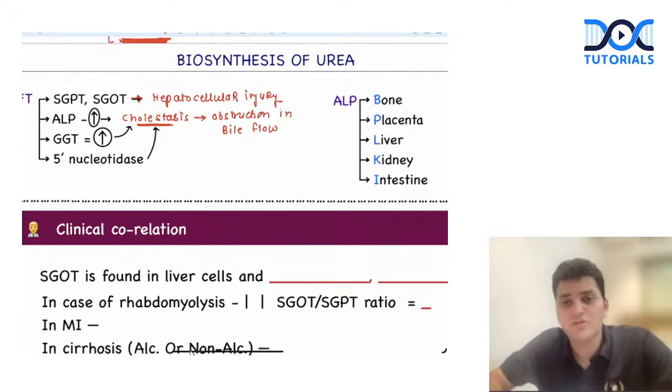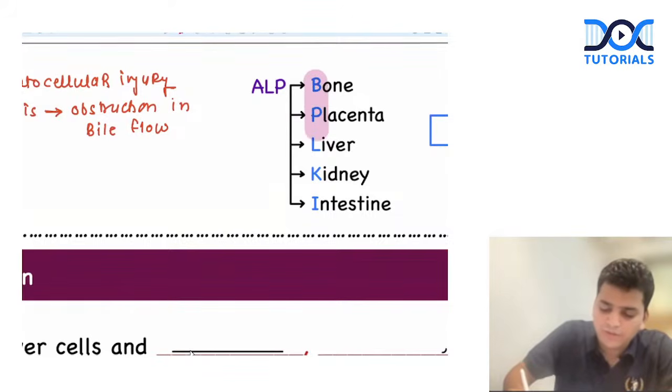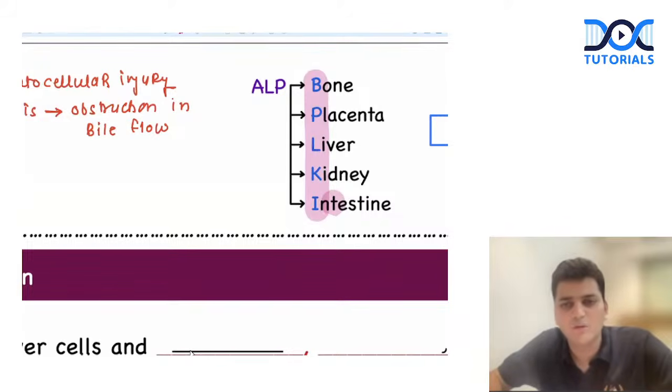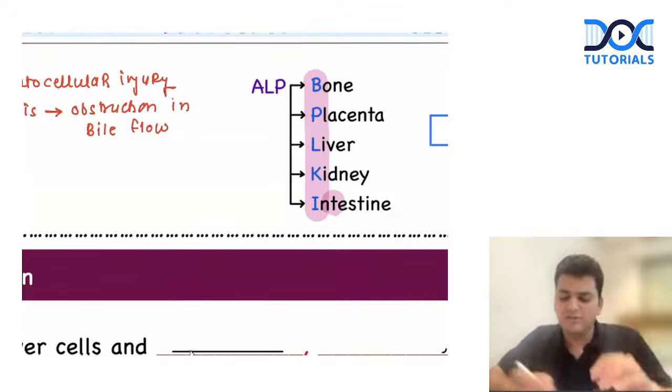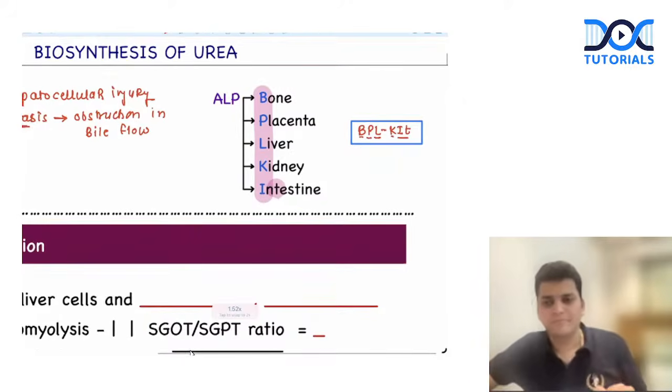Actually, there are 5 tissues where you have alkaline phosphatase. The mnemonic for that is BPL kit. What does BPL kit stand for? BPL kit is bone, placenta, liver, kidney, and intestine. If there is a problem in any of them, the alkaline phosphatase can increase. So alkaline phosphatase is not specific. The mnemonic is BPL kit: bone, placenta, liver, kidney, and intestine.